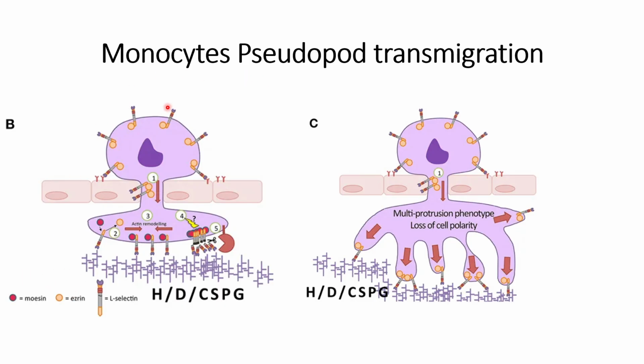in the pseudopod transmigration. So here it is interacted with the ezrin, and this results in the L-selectin coming and interacting with heparan, chondroitin sulfate or dermatan in the endothelial region, and these interactions help in pseudopod formation, so that we can see that the monocytes are able to transmigrate from the top region to the bottom region.